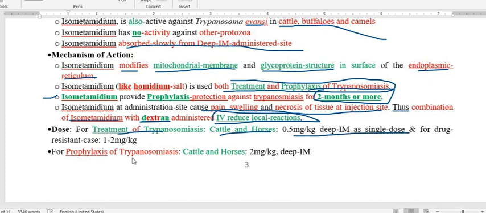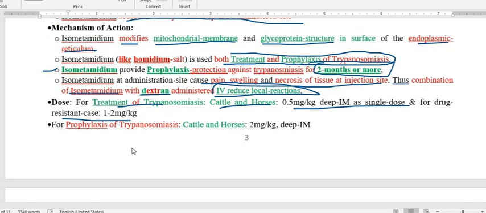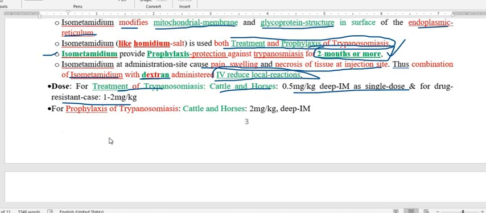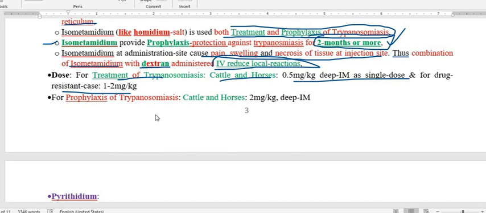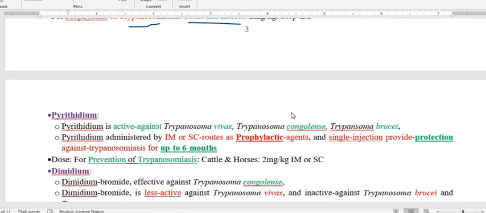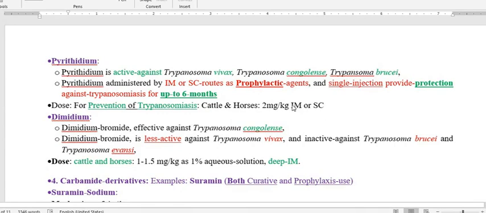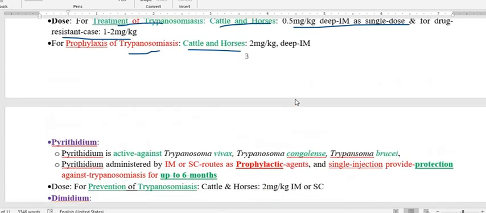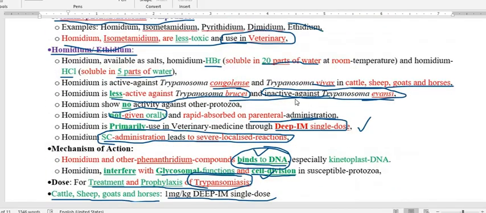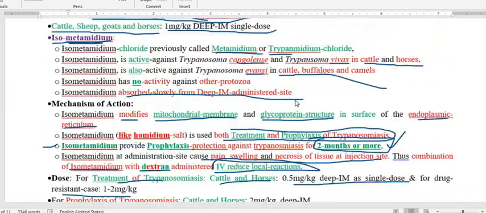For the treatment of trypanosomiasis, the isometamidium dose for cattle and horses is 0.5 mg per kg deep IM as a single dose, and for resistant cases the dose may increase to 1 to 2 mg per kg body weight. As a prophylactic measure, we already saw that it is effective for 2 or more months, and the dose against Trypanosoma in species like cattle and horses is 2 mg per kg deep intramuscular administration.